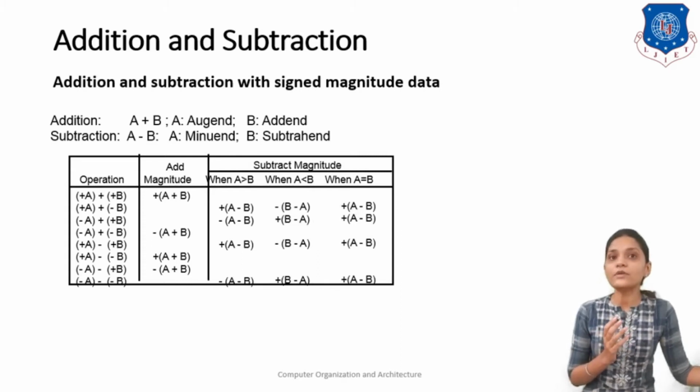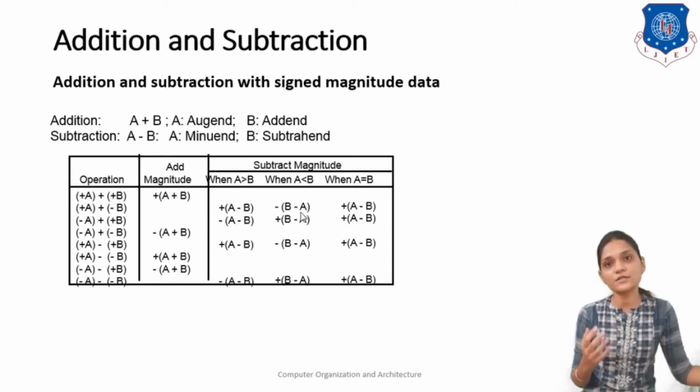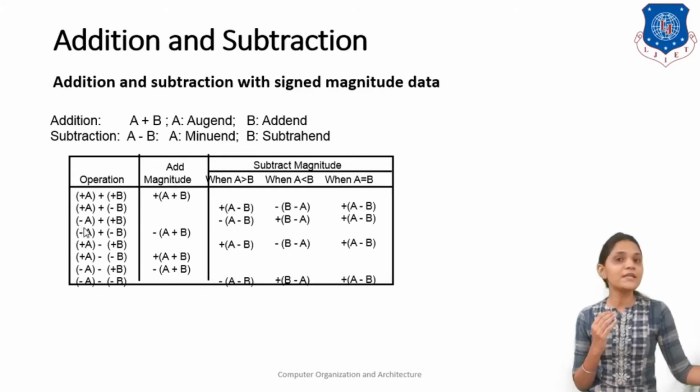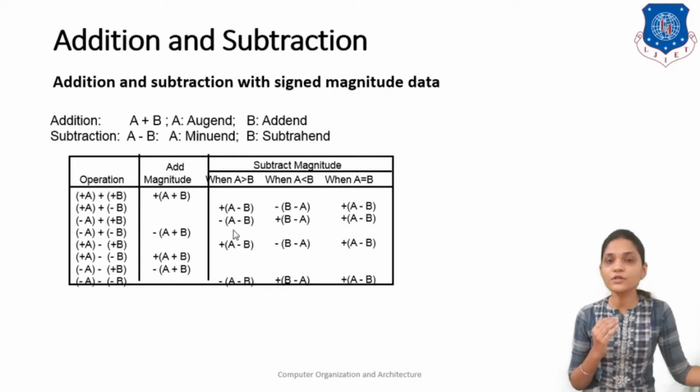So it will depend upon whether your number is positive or negative and what operation is given. If A is negative and B is positive and you are given the task of addition, then also you will do the operation of subtraction, that is A minus B, but the sign will depend upon A and B. If A is greater than B, then your sign will be negative. If A is less than B, your sign will be positive, and if both are equal, your result will be 0, or you can say positive. For all of the equal cases, we will consider A minus B as positive.